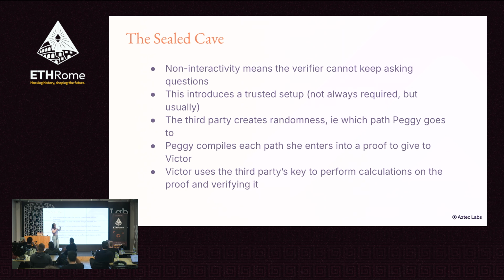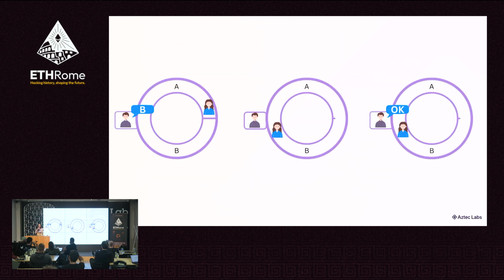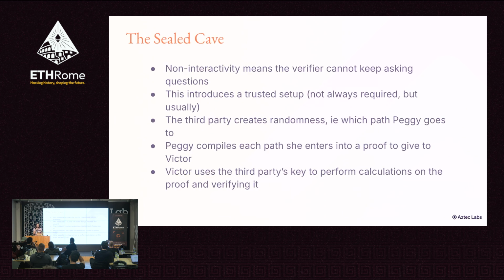So in our previous Alibaba Cave example, we saw that Victor had to keep asking this to Peggy, hundreds and hundreds of times to ensure this is actually correct. But we don't have that anymore with something called SNARKs. That's the general ZK that we use. SNARKs means that it's non-interactive, so the verifier can't keep asking questions to Peggy. So in order for this to work, it introduces a trusted setup. Usually there are SNARKs that don't need it, but for the case of Aztec and Noir, we do use a trusted setup.